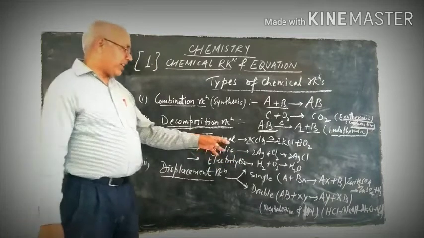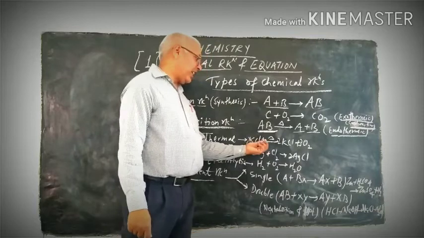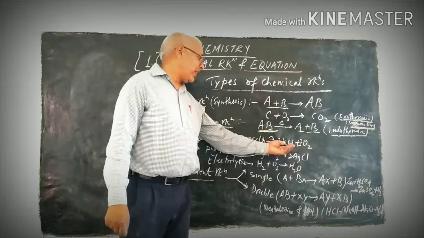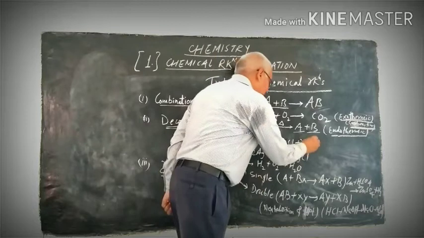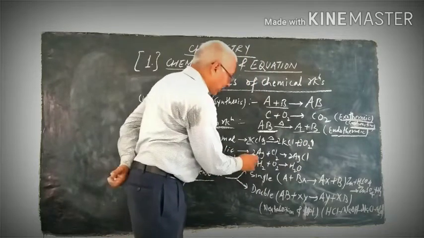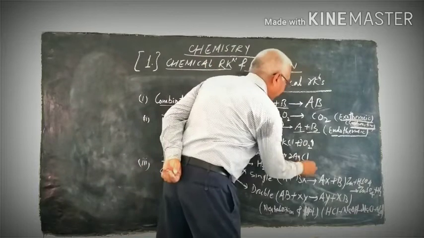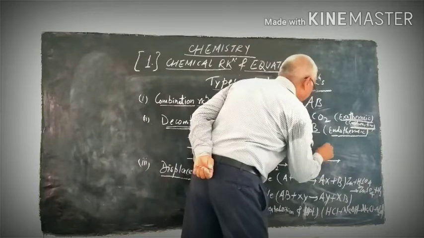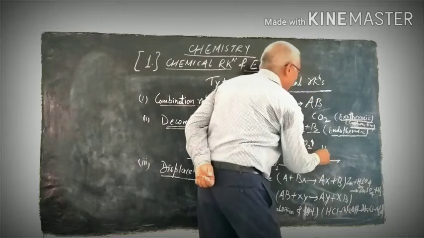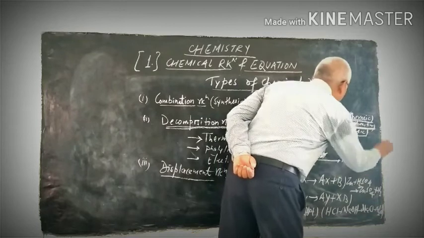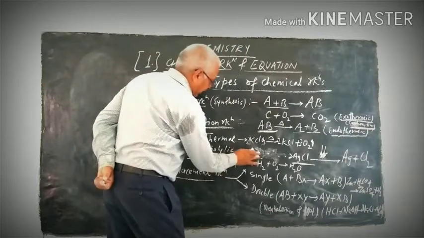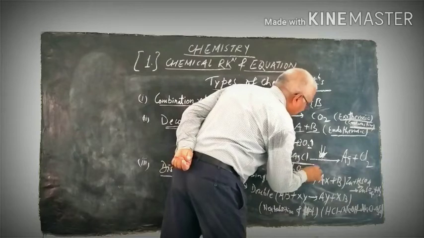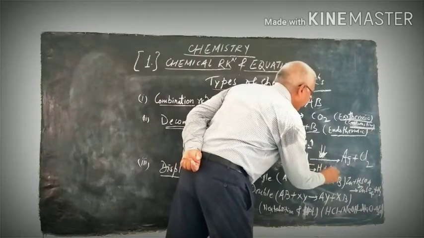Thermal decomposition has one example, that is KClO3, which after heating breaks down into two parts, potassium chloride and oxygen gas. Same for the photolytic reaction: AgCl decomposes after receiving solar energy and breaks down into Ag and Cl2. Another is the electrolysis reaction, where water, on passing electricity, forms H2 plus O2 in gaseous form.